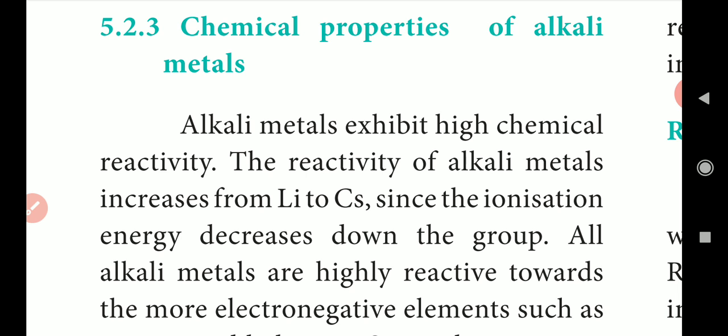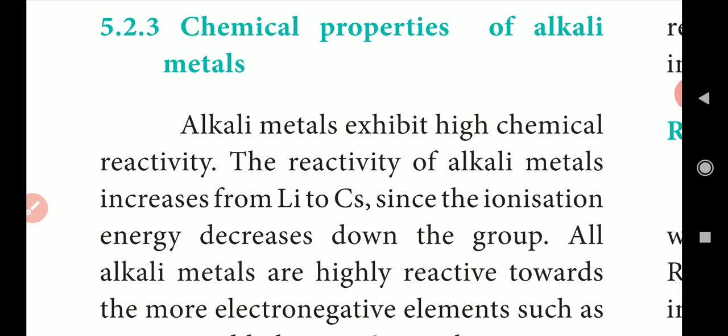What is meant by alkali metals? They produce a base, so they are base producers, and we call them alkali metals. Then the second group elements: lithium, beryllium, magnesium, calcium, strontium, barium, and radium. These are called alkaline earth metals. They can also produce a base, but they are mostly obtained from the earth's crust, so we call them alkaline earth metals.